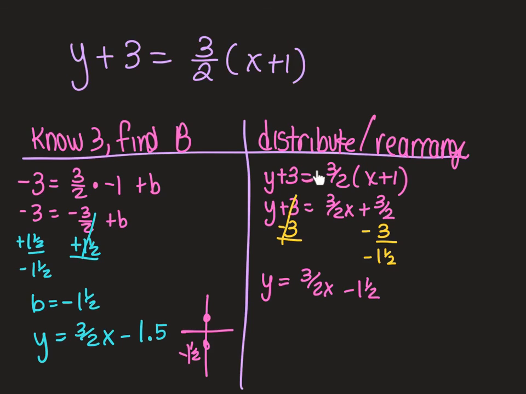Distributive property. So I wrote my equation. I distributed, you get 3 halves, you get 3 halves. Now I'm ready to add, I'm over here. I got to get rid of this 3, so I do minus 3, that's where I get my negative 1.5 again, and I'm ready. Y equals 3 halves x minus 1.5.